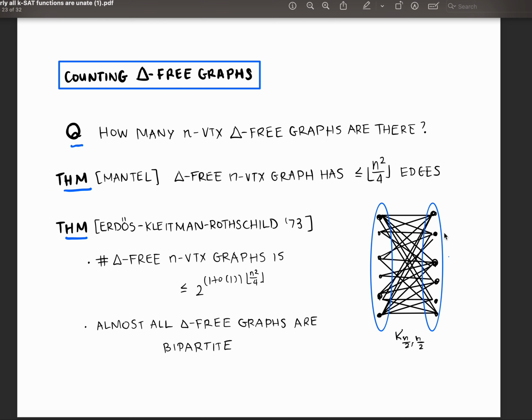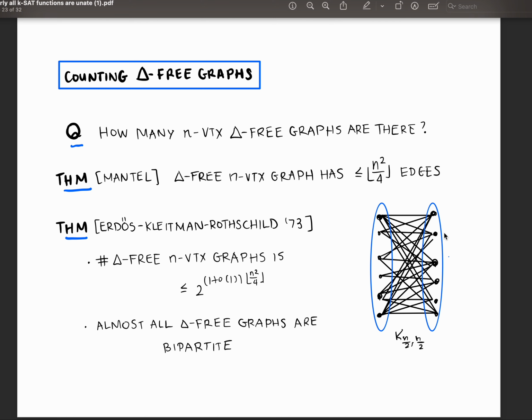Now note that any subgraph of this complete bipartite graph is in fact also triangle-free. So this gives us a lower bound, right? The number of triangle-free graphs is at least 2 to the floor of n squared over 4. And it turns out that this lower bound is essentially tight. Erdős, Kleitman, and Rothschild in 1973 showed that the number of triangle-free n-vertex graphs is at most 2 to the (1 plus little o(1)) n squared over 4. And, as a corollary of this, they were able to deduce that almost all triangle-free graphs are in fact bipartite. Now, you can prove it using methods like the regularity method, but this can also be proved using the hypergraph container method, which is how we proved our results about counting TK-free KPDGs.